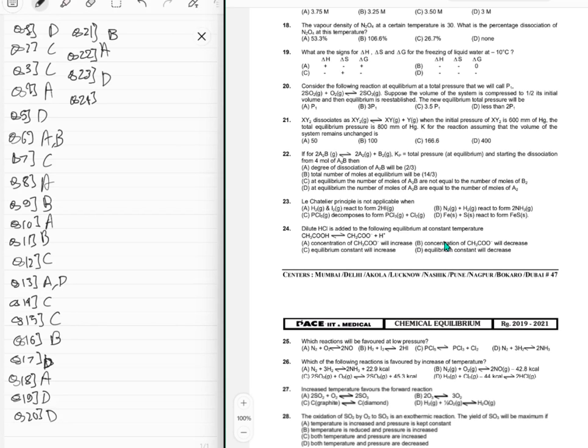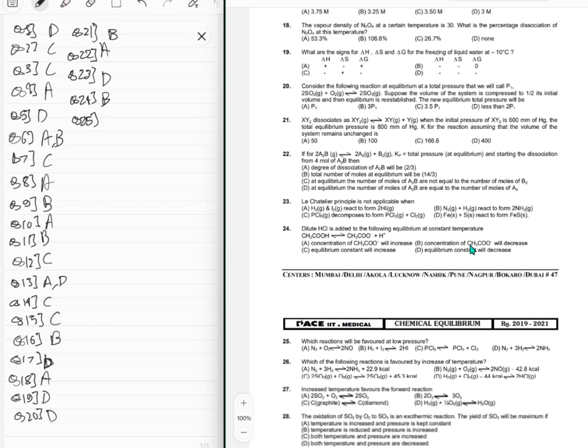Question 24. Dilute HCl is added to the following equilibrium at constant temperature. Okay, the concentration of this guy will increase. So when you add H plus, basically HCl just completely dissociates to H plus and Cl minus. So you are adding H plus basically, and that will revert back this reaction. So concentration of CH3COO minus will decrease, and yeah, equilibrium constant will increase. Okay, fine. So B, question 24B.